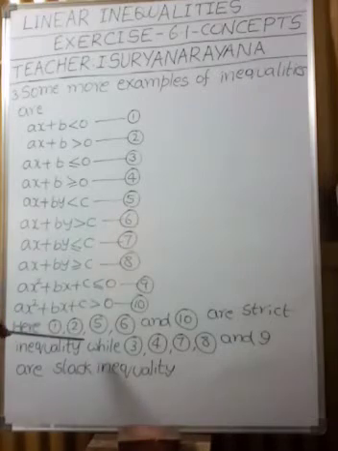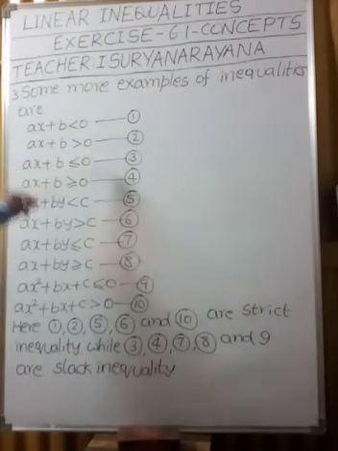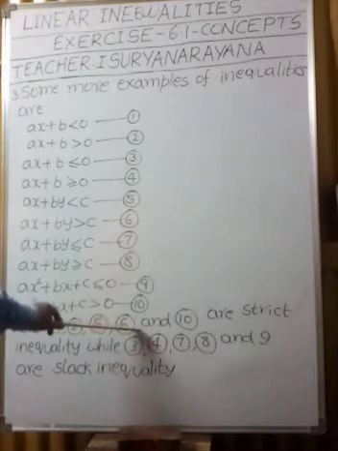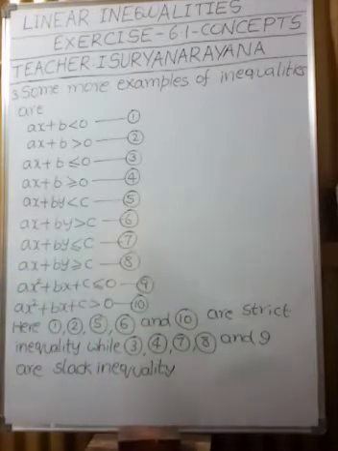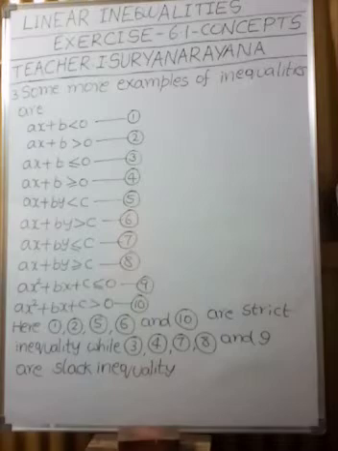See these three lines, my dear children. Here, first inequality, second inequality, fifth inequality, sixth and 10th. If we observe these inequalities, only the less than or greater than symbols are used to write them. So these are said to be strict inequalities. Okay, my dear children?